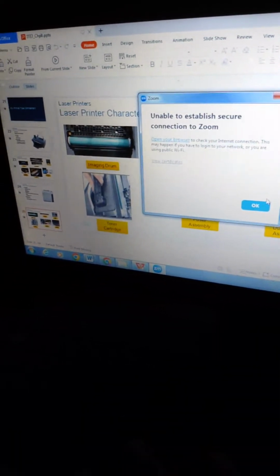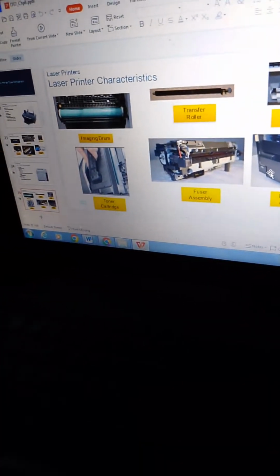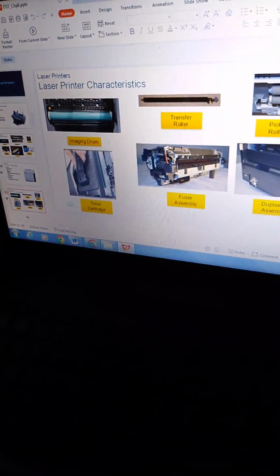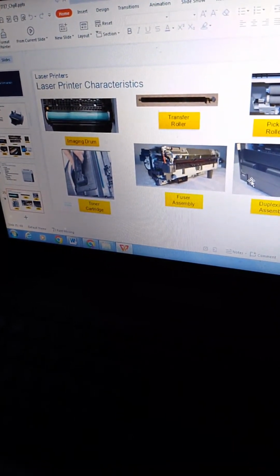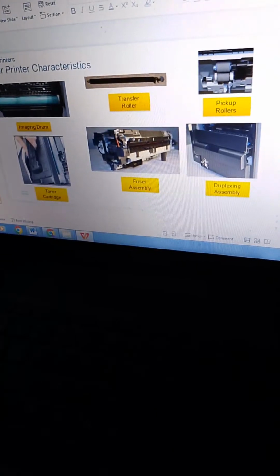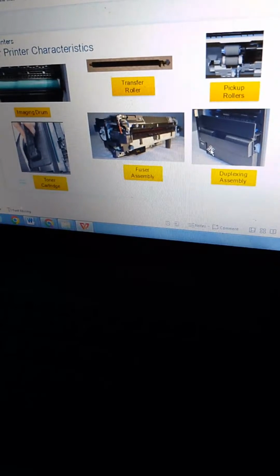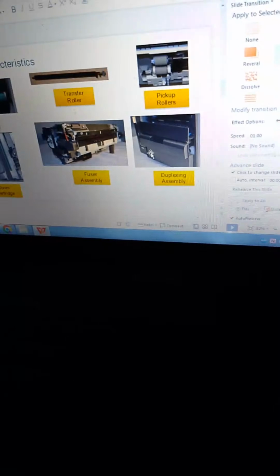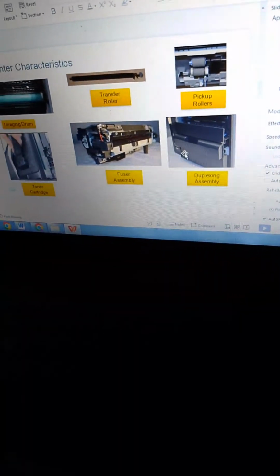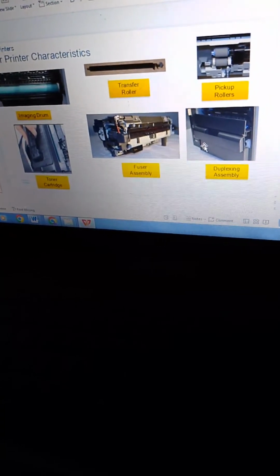Now let's look at the characteristics of a laser printer. The parts of the printer include the imaging drum. That's a drum, something like a green cylinder, as you can see on the screen here. We also have what we call the transfer roller. Then we have pickup rollers, the toner cartridge, the fuser assembly, and then the duplexing assembly. These are the various parts of the laser printer.